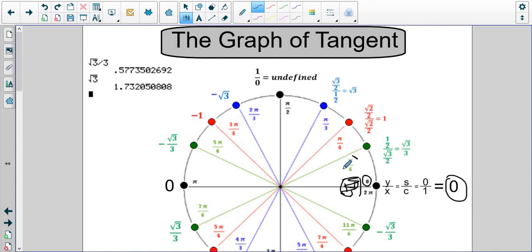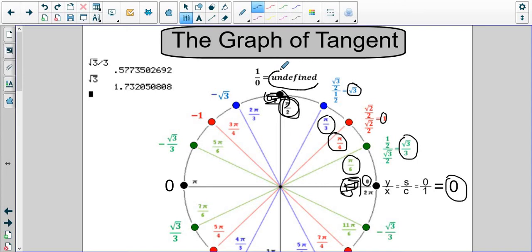For the next one, I would input pi over 6, and I would output root 3 over 3, and that comes from dividing the sine and cosine values. I would input pi over 4, I'd output 1. In this case, the sine and cosine values are both the same, so it makes sense that that is 1. I'd input pi over 3, I would output root 3, which is the sine divided by the cosine value. I would input pi over 2. Remember, this point is 0, 1, so it would become 1, 0, but again, I don't want to look at that. I want to look at inputting pi over 2 and outputting undefined.